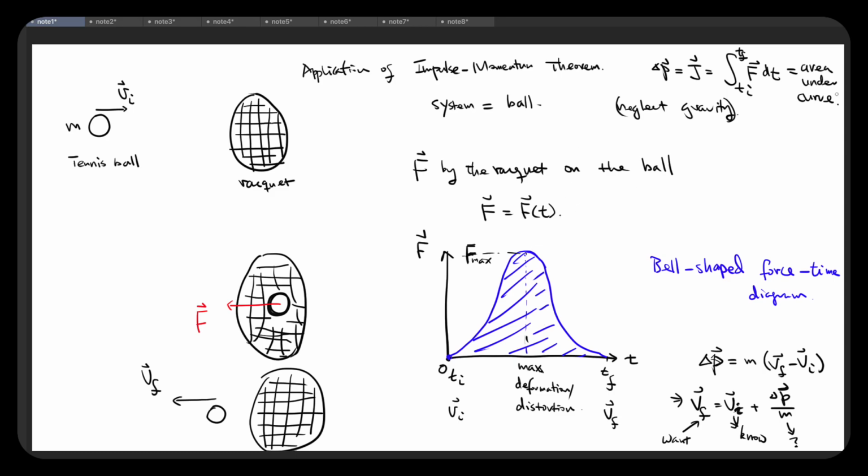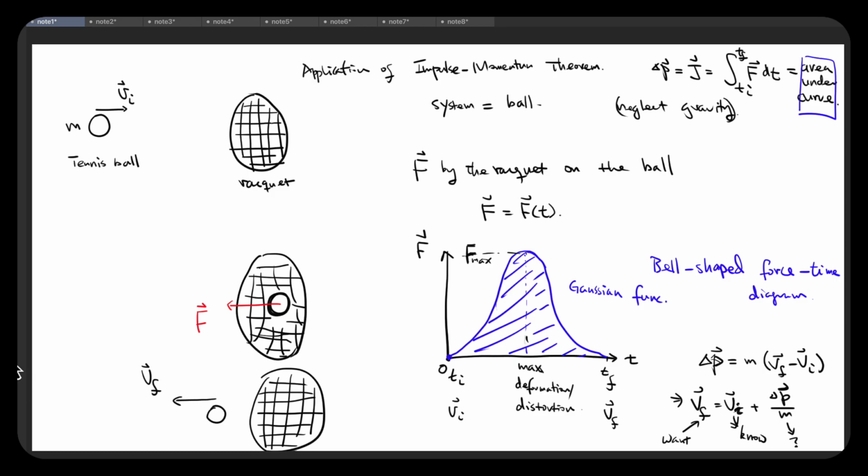And in a lot of situations, we can actually calculate this area. Suppose we know it's bell shaped, and we could have some Gaussian function to imitate this bell shape. So that's just one example. So with a Gaussian function, we can do this integral of the area. Then we can calculate the delta p or J, and then we can figure out the v final. So that's one general discussion of how we can apply this impulse momentum theorem to a process that looks like this.